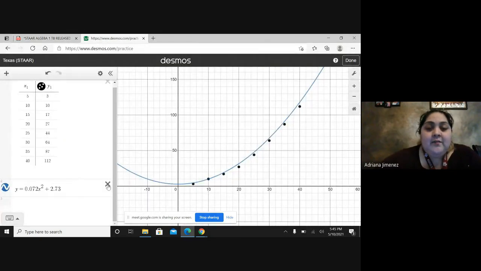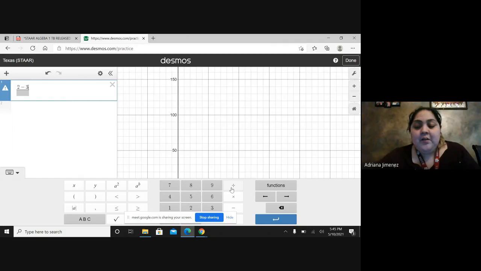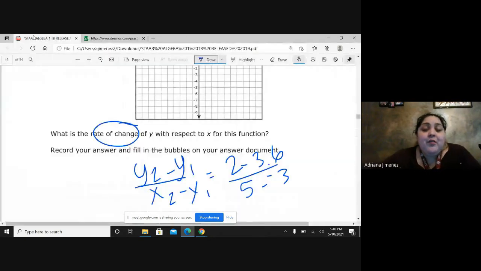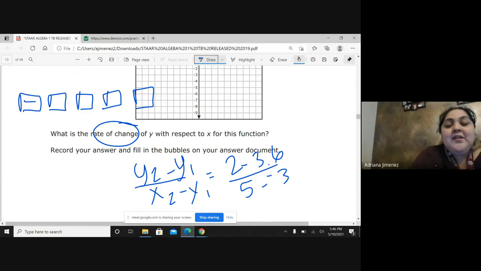So we take this off by clicking the X. We hit the division, so we get a fraction, and it was 2 minus 3.6 over 5 minus negative 3, which is negative 0.2. All right, this is what we're going to do. It's going to be a griddable. You're going to have 5 squares. The first square, you're going to put minus. If it's a positive number, you would have put plus. And now you put 0.2, and you type it in.